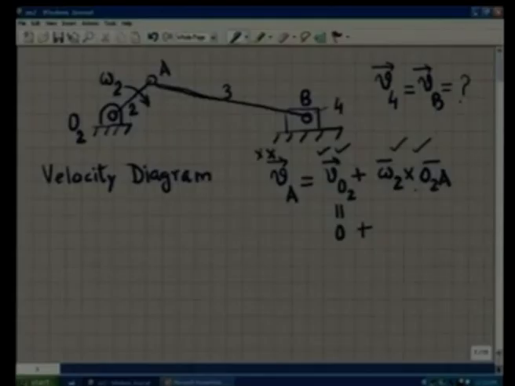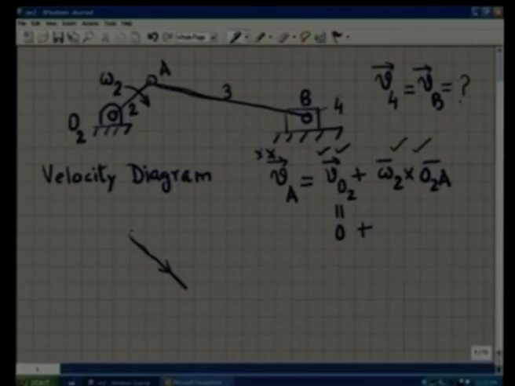And the direction of this vector is perpendicular to O2A in the sense of omega 2. That is how we determine the direction of the cross product. So I can draw velocity of A, which is perpendicular to the line O2A, so that is, say, in this direction. So I draw velocity of the point A represented by this vector.